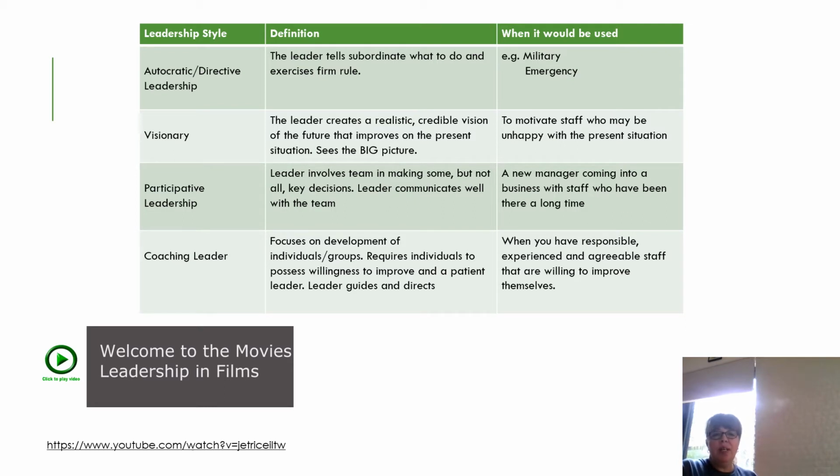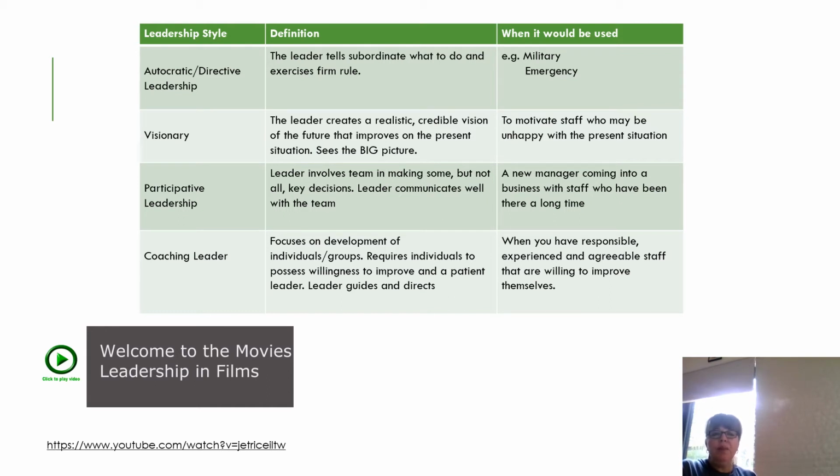If somebody's considered a visionary leader, this is where the leader creates a realistic, credible vision of the future that improves on the present situation. They actually see the big picture. So instead of looking at every little tiny detail, they've got an idea of what they really want the final outcome to be, and that's what they work towards. This is really a useful style when it comes to motivating staff who might be unhappy with the present situation. So if they would say, okay, this is unfortunately where we are, but this is where I'd like us to get to. If they can sell their employees on that big picture idea of where they want things to end up, that can be really useful.